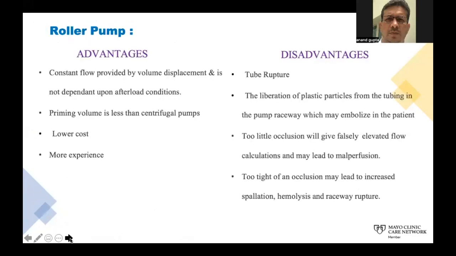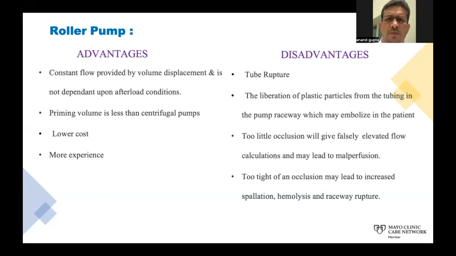There are some advantages and disadvantages. The advantage is constant flow provided by the volume displacement, which is not dependent upon the afterload conditions. This is very important, because this is the disadvantage of the centrifugal pumps. The priming volume is less than the centrifugal pump. It is lower cost, but needs more experience.